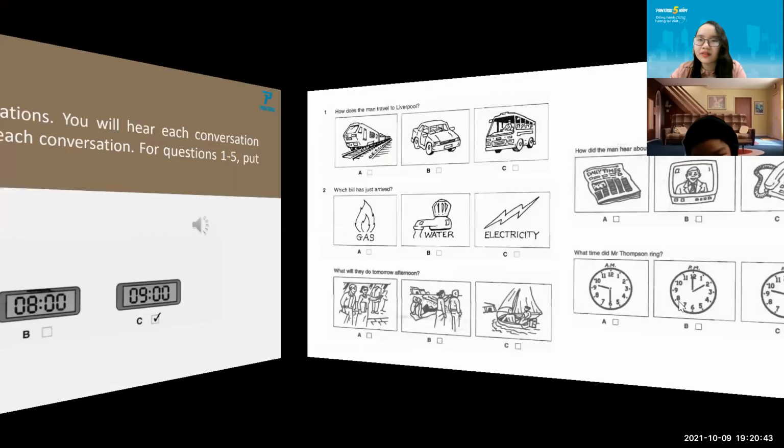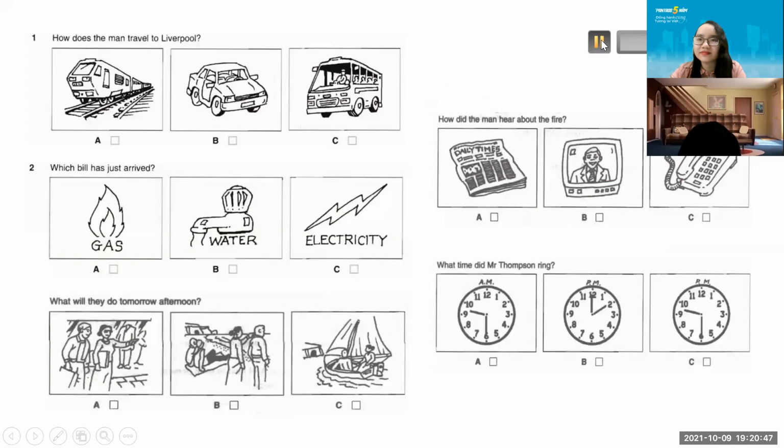Right, ok, chuẩn bị annotate nha. Cô bật nha. Now we are ready to start. Look at question one. One. How does the man travel to Liverpool?